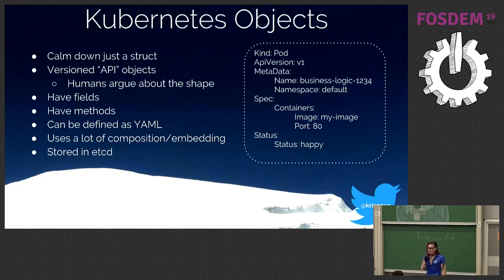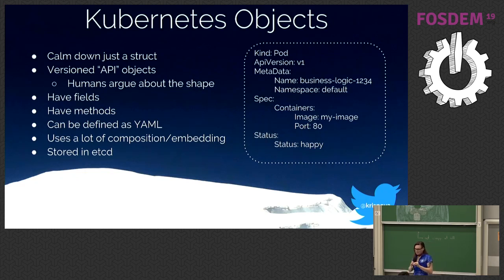And last but not least, it uses a lot of composition and embedding. This is the first hint of object-oriented principles in Go. Who here knows about composition and embedding in Go? Okay, so about half of you. Basically, it allows us to define common objects and common fields and then share those throughout other objects along the way. We're going to look at a very simple object in Kubernetes, and we're going to go a little bit more into composition and embedding in a moment.